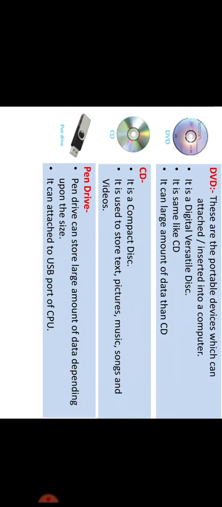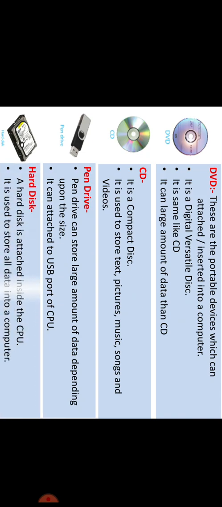Now next point is hard disk. What is hard disk? See, this is the picture of a hard disk. A hard disk is attached inside the CPU. Where can we attach this hard disk? Inside that big box, the central processing unit. And what is the hard disk doing? It is used to store all data in a computer.